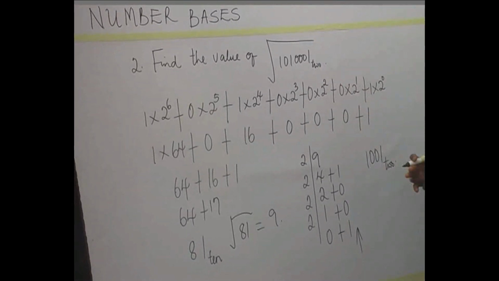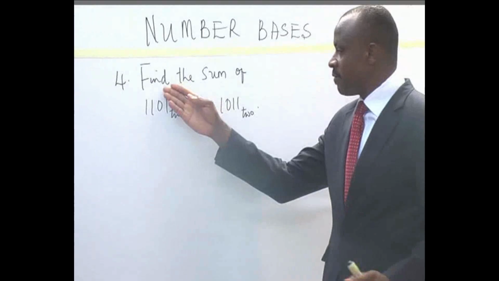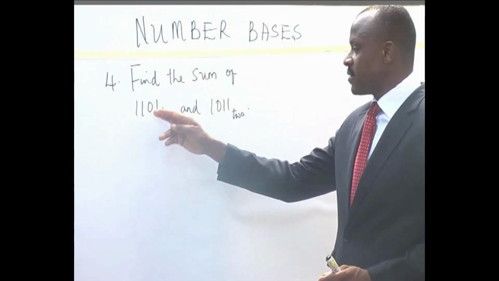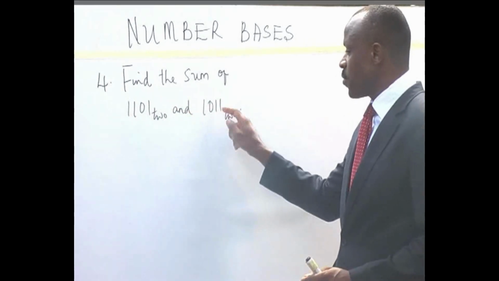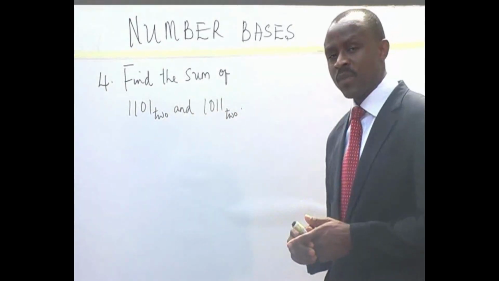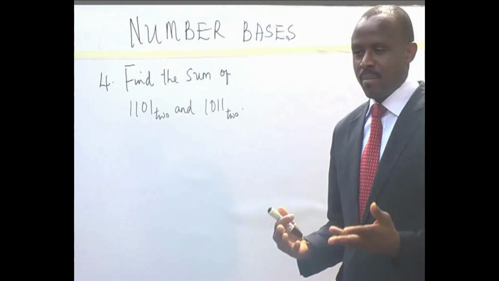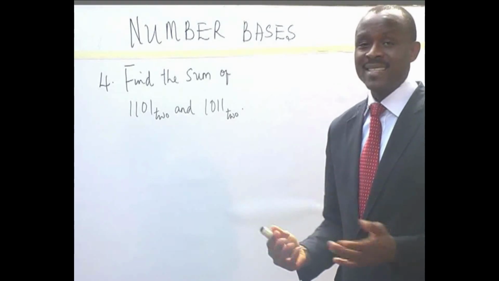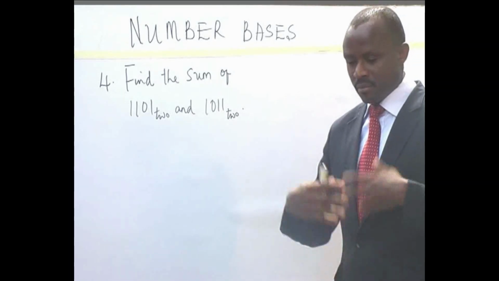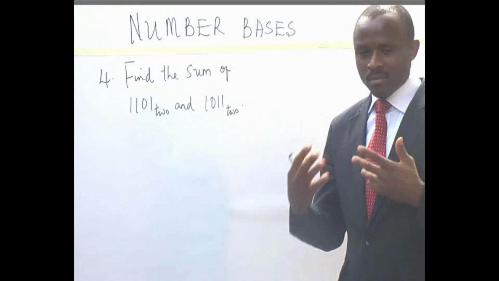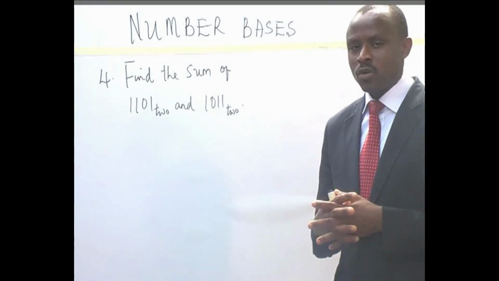1 base 2. Find the sum of 1 1 0 1 base 2 and 1 0 1 1 base 2. I know you are conversant with manipulating numbers that are in base 10, adding them, subtracting them, dividing them, and so on.